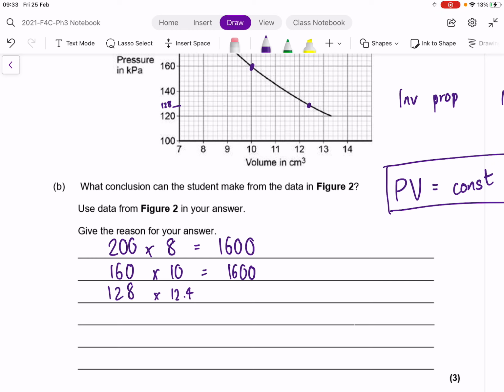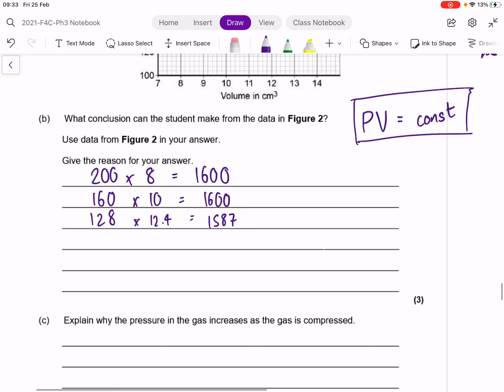128, oh my goodness. Now, it should be about 1600. It might not be perfect, but it should be pretty close. Let's check. I'm going to use my phone again. 128 times 12.4 is 1,587. So it's pretty close. Yeah, PV is roughly constant.